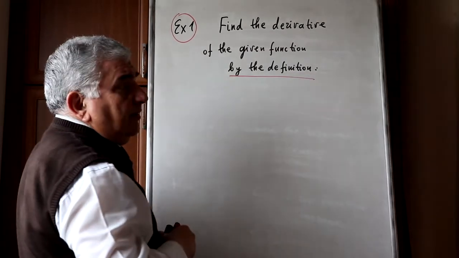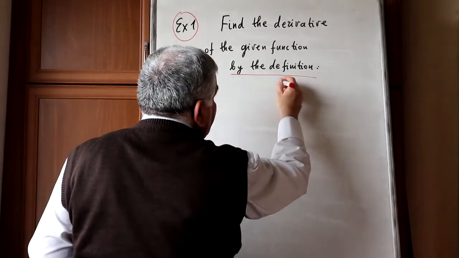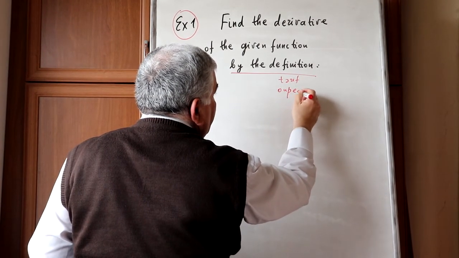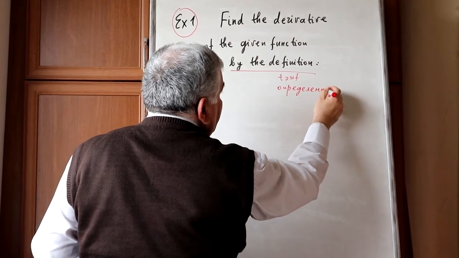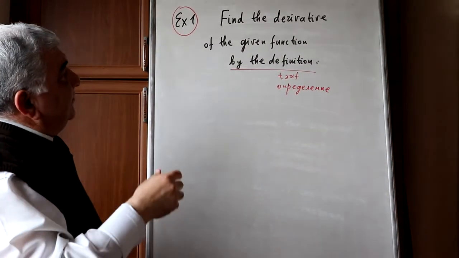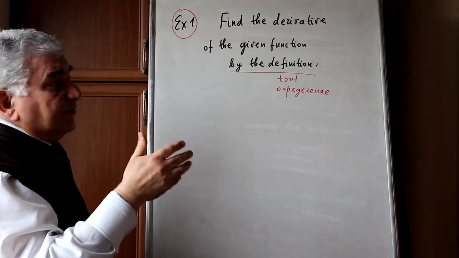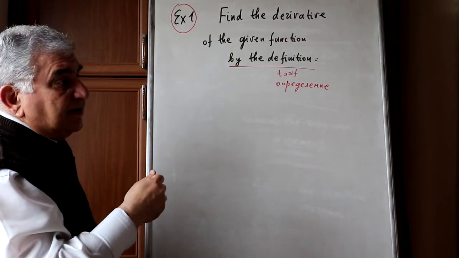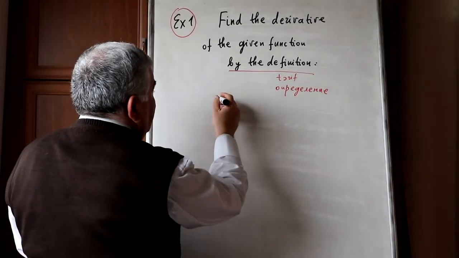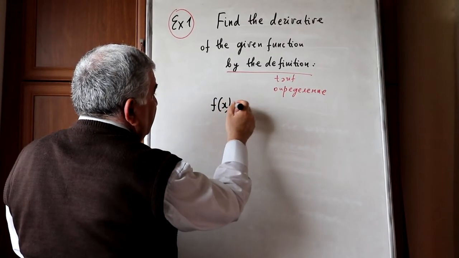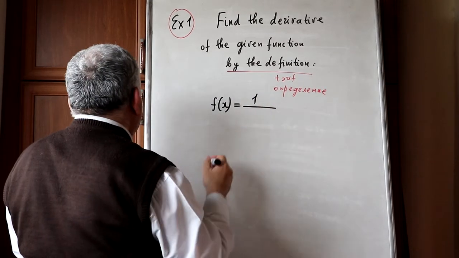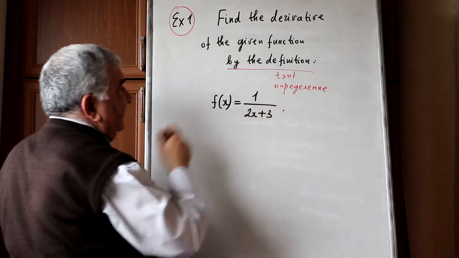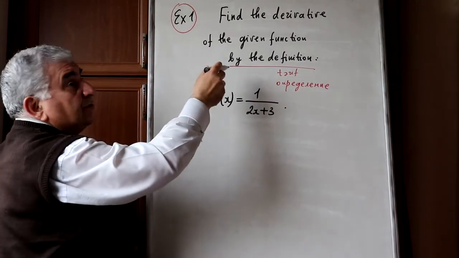Definition in Azeri is tərif, and in Russian is определение. In Russian, найти производную данной функции по определению. Let f of x be 1 over 2x plus 3. Find the derivative of this function only by definition, according to the condition.